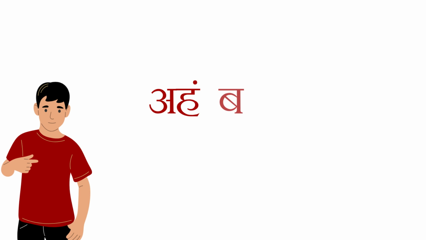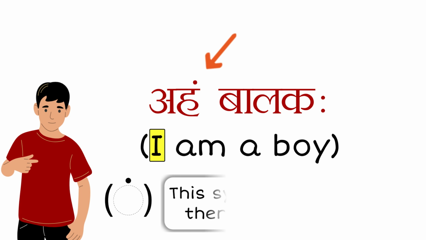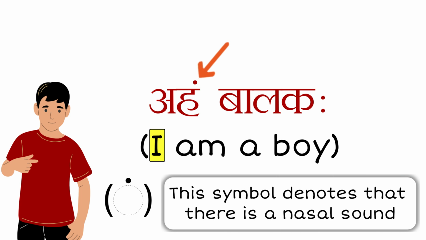Let's take one example. Aham balakaha. In this sentence, aham literally means I, and there is a nasal sound attached. You can also observe that there is a dot on the letter H. This dot on top of a letter gives the instruction that there is a nasal sound. Let's see a few more examples to make it clear.